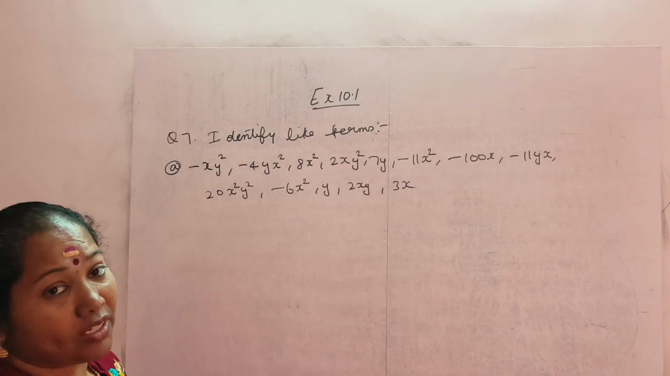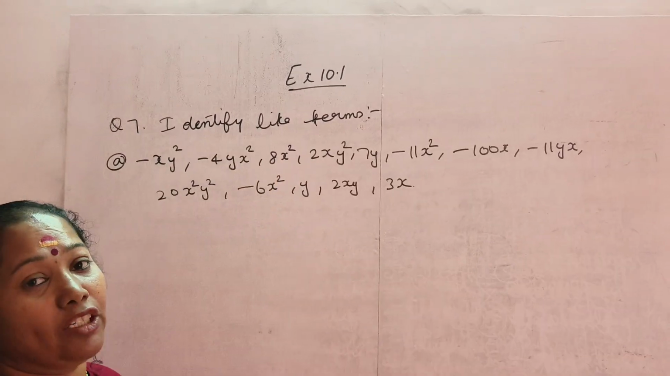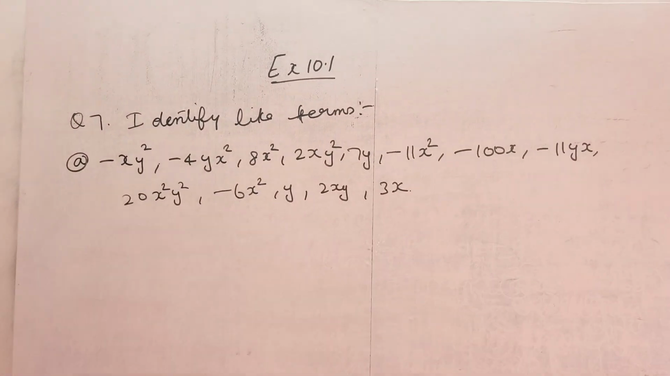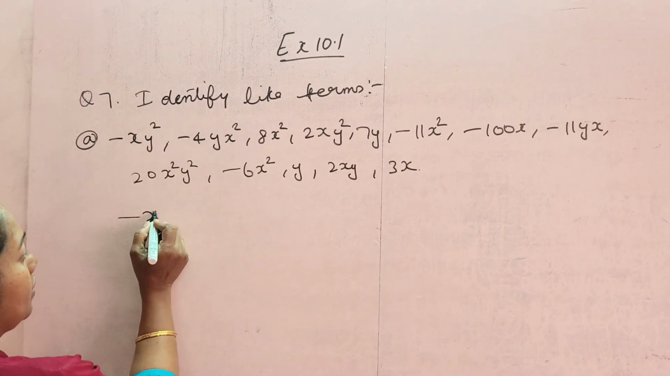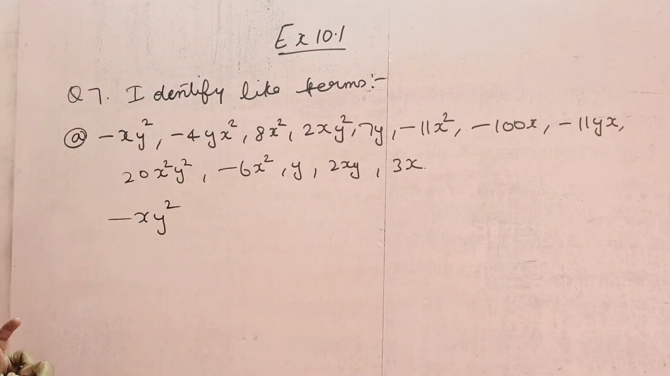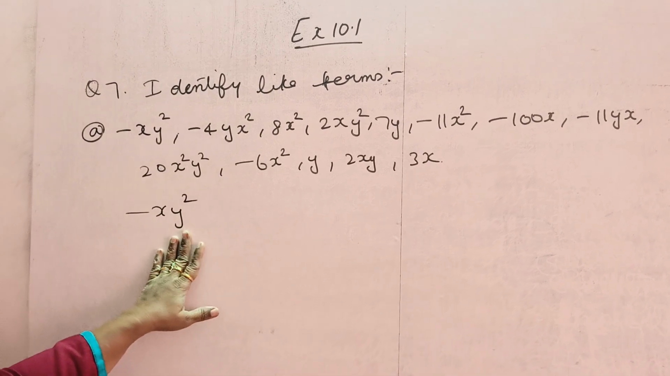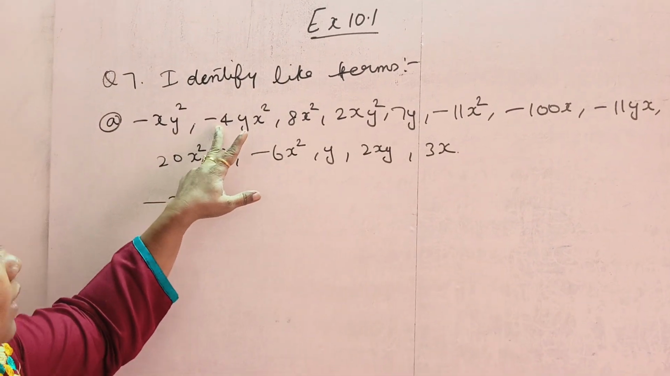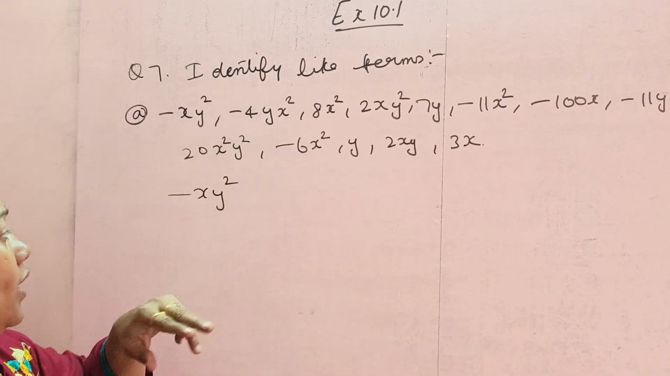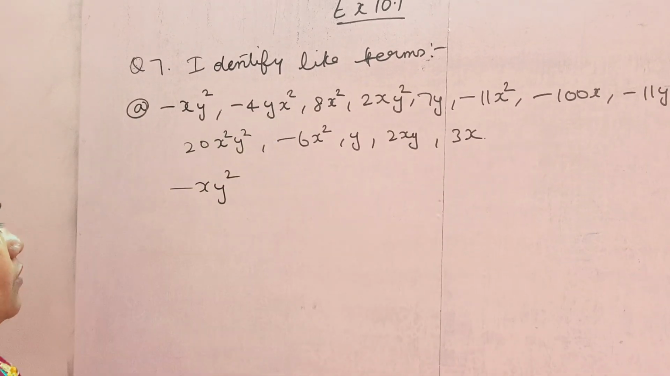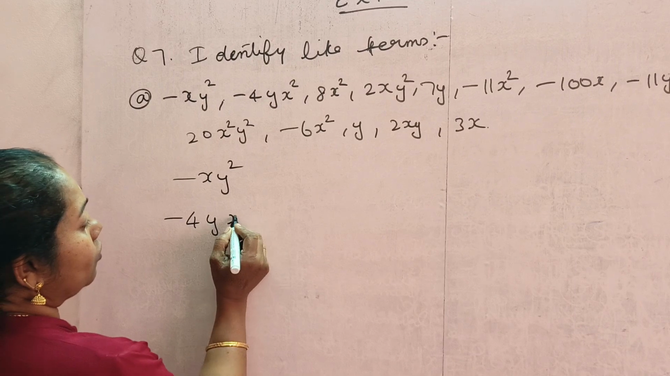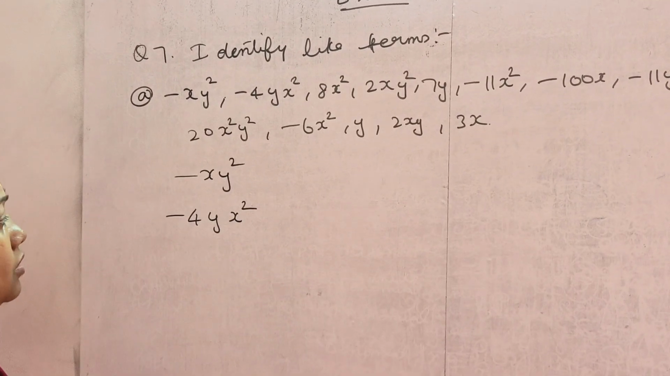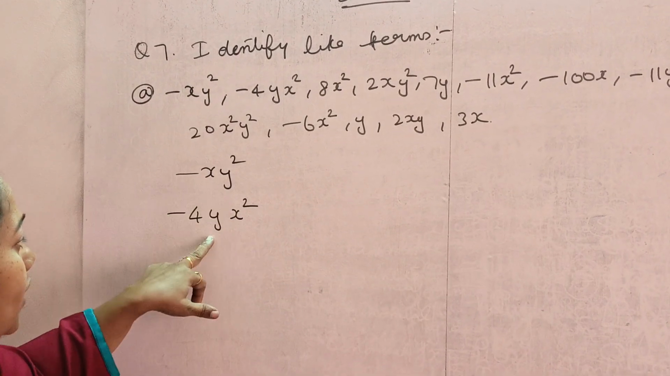Now the next question is identify the like terms. You have to identify the like terms. Okay. So let us see. The first term is minus x y squared. Here x has the power 1 and y has the power 2. Next question, minus 4y x squared. Y has power 1, x has power 2. So this is a different term. So let us write in the second line. 4y x squared.